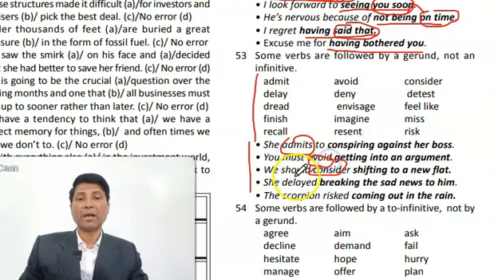The villagers accused him of misleading them. You must apologize for misbehaving with her. My father had decided against sending me out. So these prepositional phrases, accuse of, apologize for, decide against, are being followed by a gerund. Likewise, there are some other combinations as well.